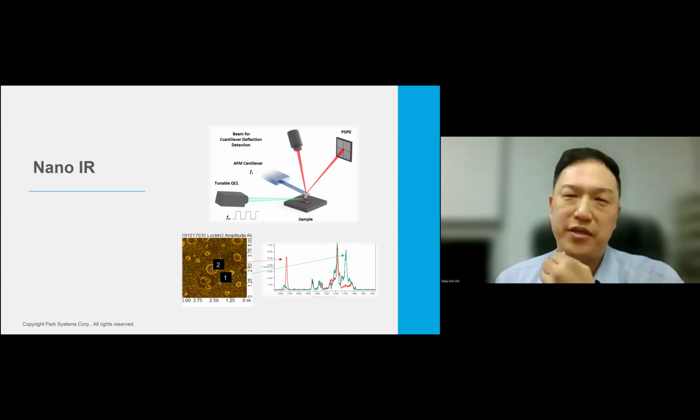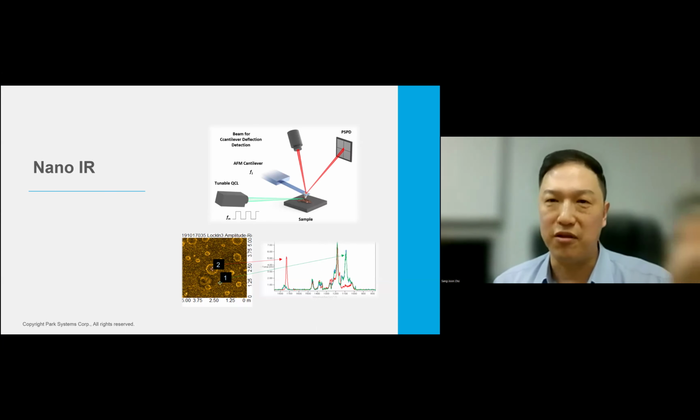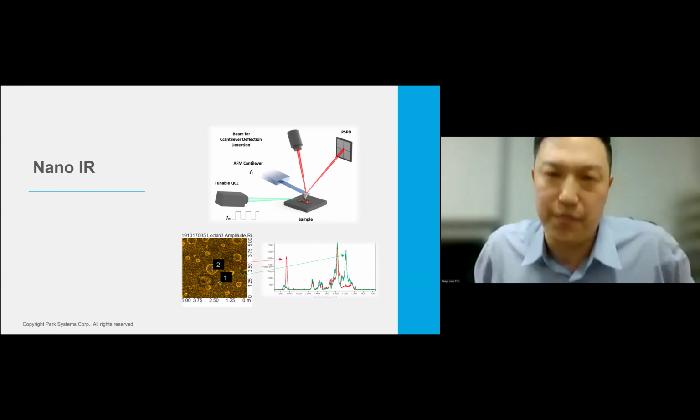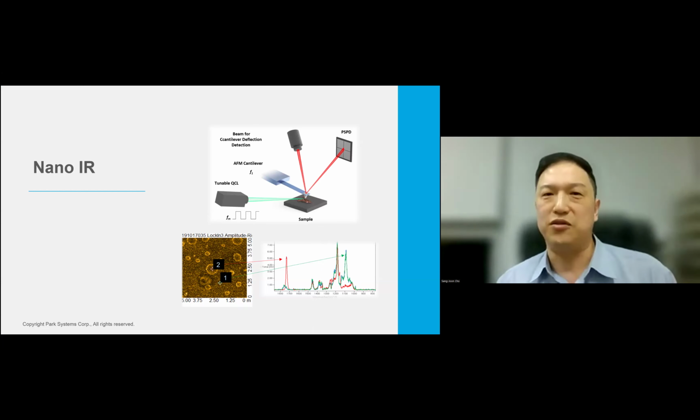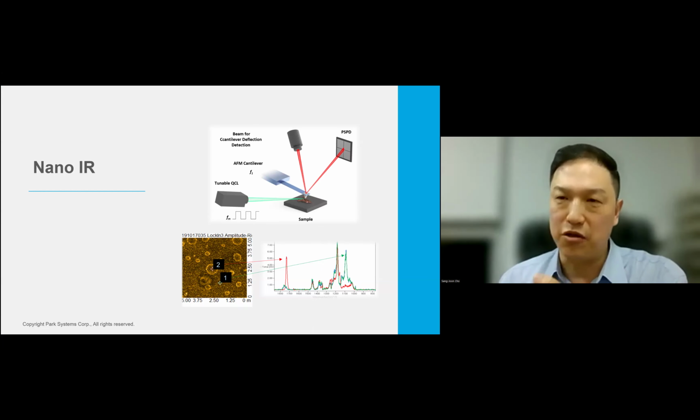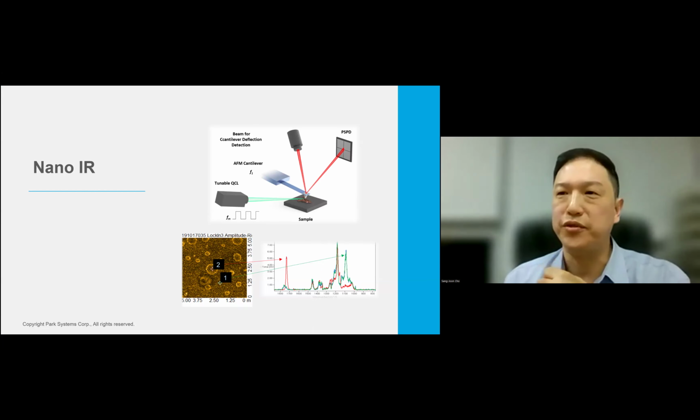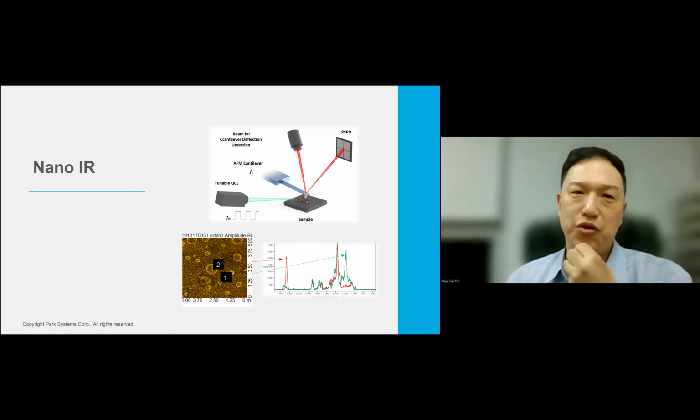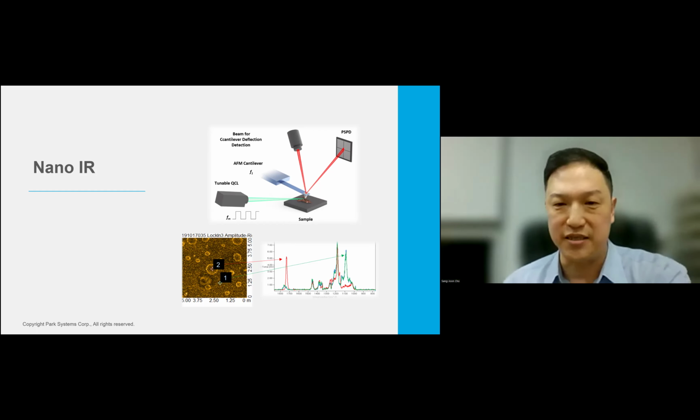And there are many hybrid technologies that combine AFM with other technologies. AFM provides unique data, so it's really a complementary technology. Among them, I will just quickly introduce the nano-IR technique, because I think this technology will make a huge impact on many areas of science and engineering, including materials science.